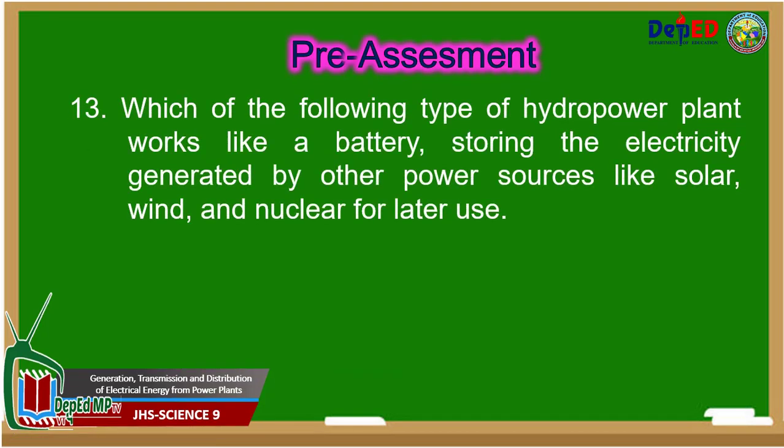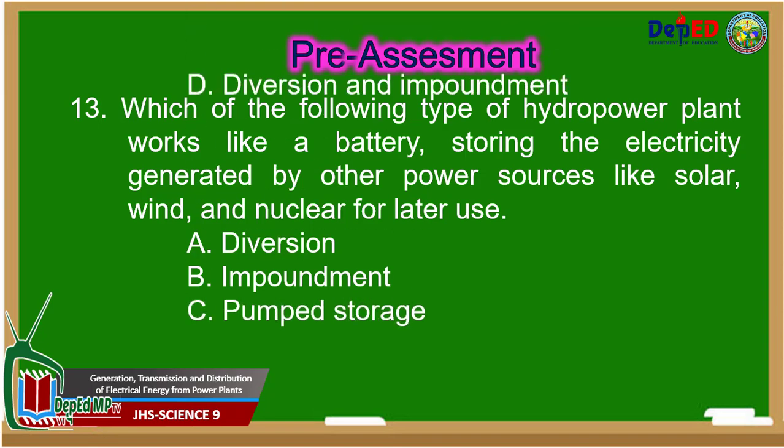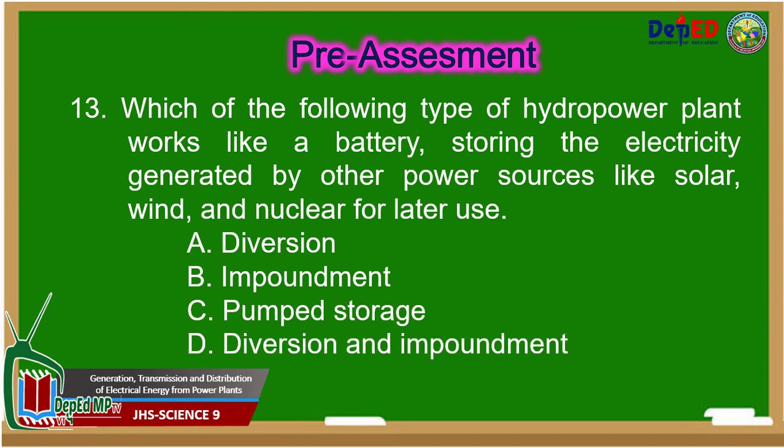Number 13. Which of the following type of hydropower plant works like a battery, storing the electricity generated by other power sources like solar, wind, and nuclear for later use? A. Diversion. B. Impoundment. C. Pump storage. D. Diversion and impoundment.